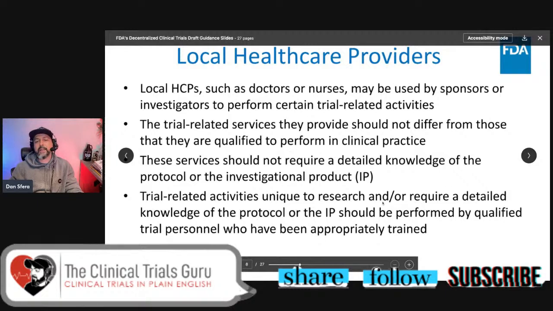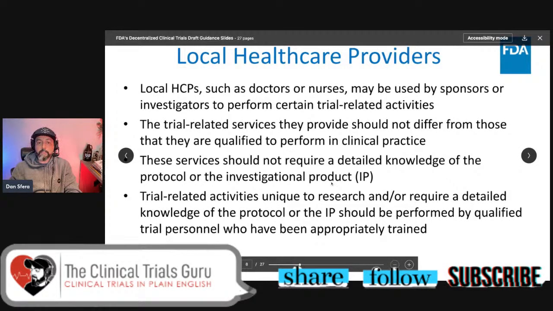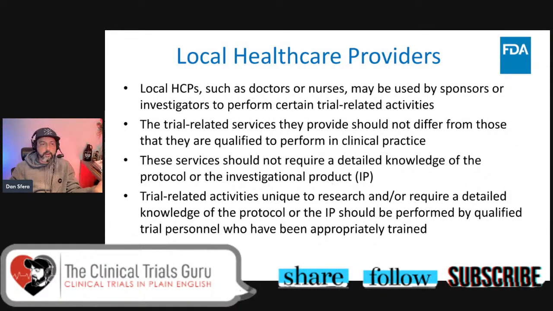Okay, trial-related activities unique to research and/or require a detailed knowledge of the protocol, which, by the way, is most of them, should be performed by qualified trial personnel who have been appropriately trained. But we're already doing this, like with a phlebotomist in our office. They draw blood. They don't know what study it is. We give them the tubes. Same thing with medical assistants in the office. Like, hey, do EKG, do vitals. They don't need to know what the study is.